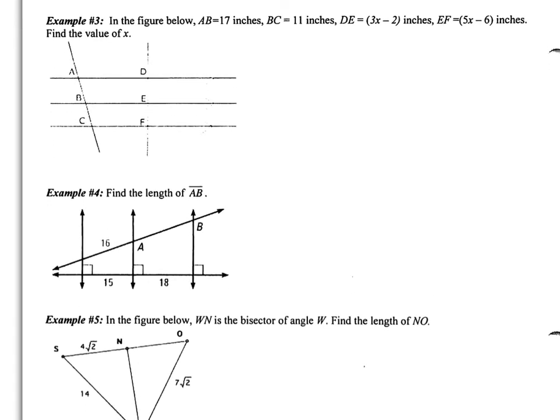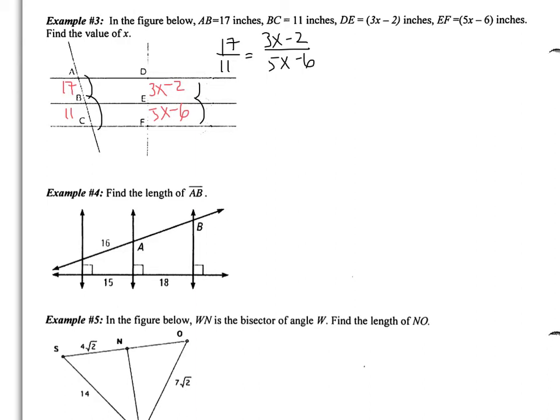Okay, so let's look at example number 3. It says, in the figure below, AB is equal to 17, BC equals 11, DE is 3x minus 2, and EF is 5x minus 6. Find the value of x. Well, I know AB and BC go together, so I have 17 over 11 equals, and then DE and EF go together, 3x minus 2 over 5x minus 6.